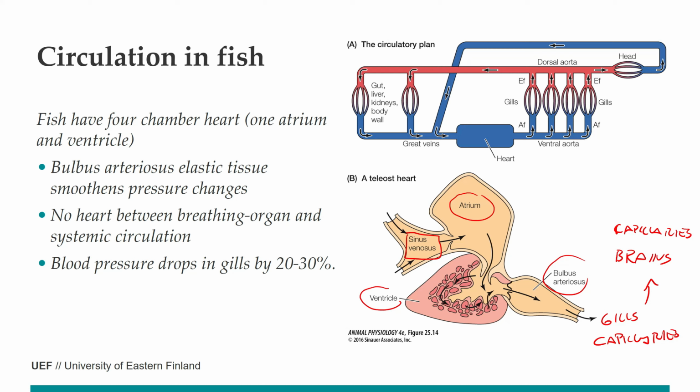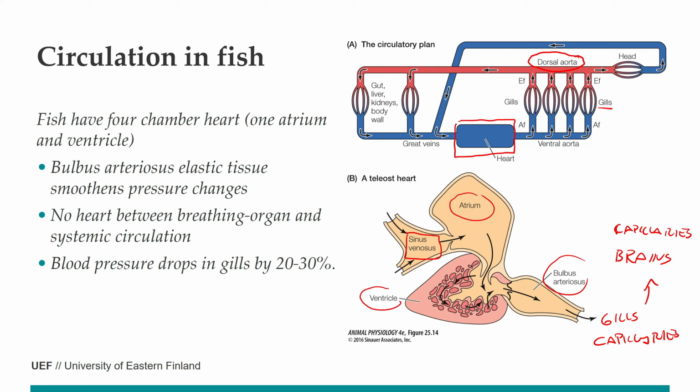And therefore, in this dorsal aorta where we have the oxygenated blood, the blood pressure is anyway much lower than ever in mammals. We can of course compensate for it a little bit by having a larger heart or a more effective heart, so it would push more blood per each beat. But anyway, these gills are lowering the blood pressure very drastically.